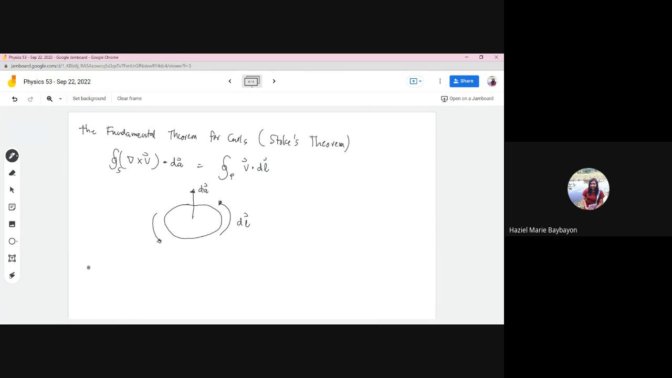Okay? So if the boundary line integral is counterclockwise, then your dA is upward. And if your dl is clockwise, then your dA goes downward. Okay? So we have this corollary.